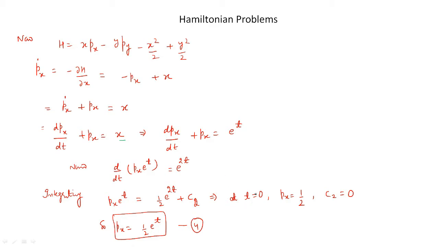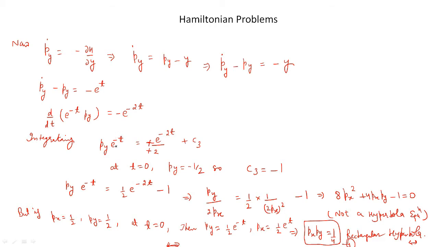Now when t is equal to 0, we know that px is equal to half. So if we put t equal to 0 and px equal to half, then c2 is equal to 0. So finally our equation becomes px is equal to 1 by 2 e to the power t. Let us say it is equation number 4.